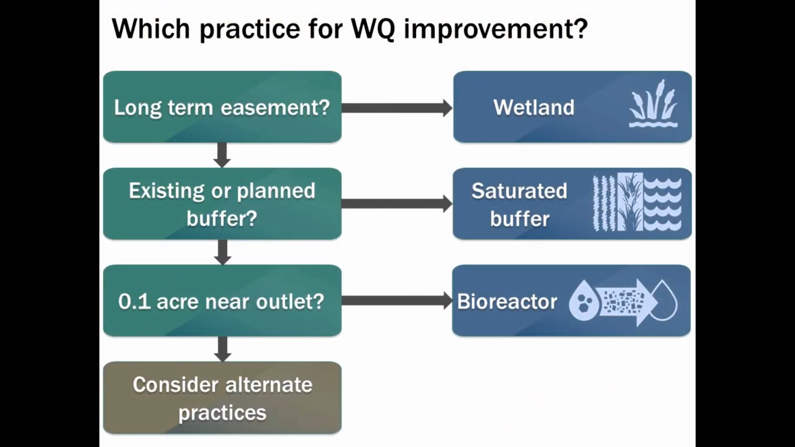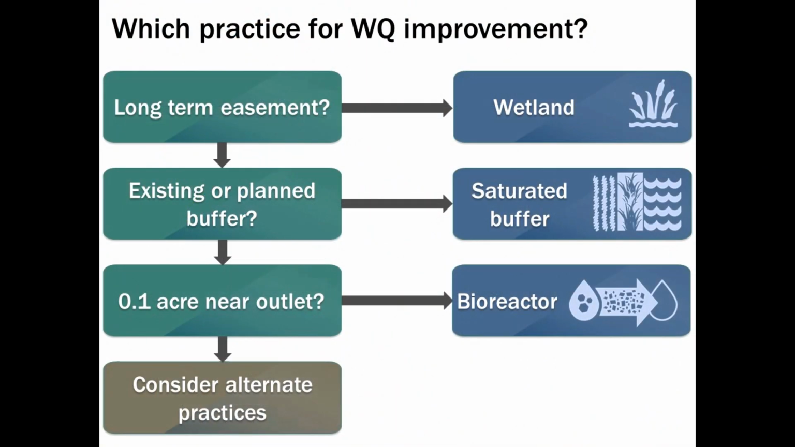If we don't have that, or if a wetland doesn't make sense for some other reason, then the next thing we look at is do we have an existing or a planned buffer that will go along that field edge, along a stream or ditch. If that's the case, then the next one we want to look at is potentially making a saturated buffer work. Again, there are some siting considerations with that, so it may not work in every situation, but that's probably the place to start.